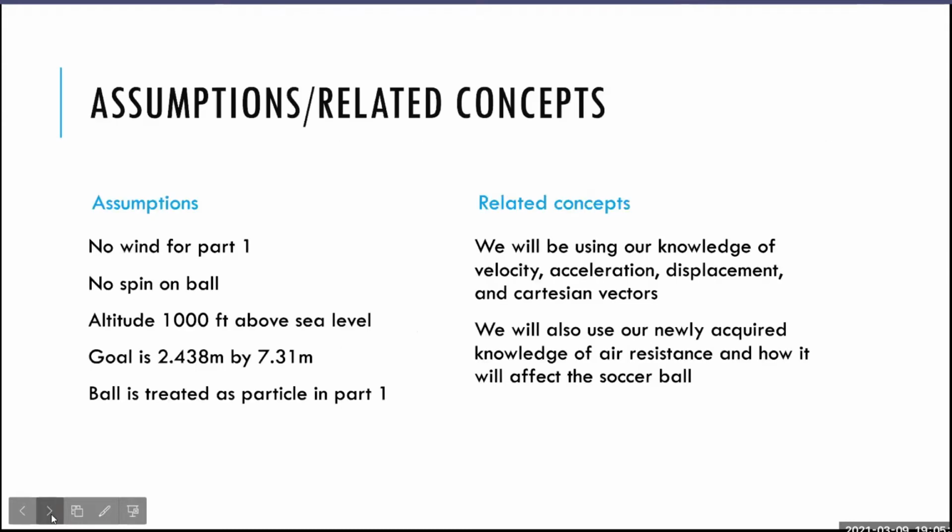Next slide. So the assumptions that we have is that there's no wind for part one and there's no spin on the ball. The altitude is 1,000 feet above sea level and the goal is 2.438 meters by 7.31 meters. And the ball is treated as a particle in part one. And the concepts that we'll be using is our knowledge of velocity, acceleration, displacement, and Cartesian vectors. And we'll be using our newly acquired knowledge of air resistance and how it will affect the soccer ball.